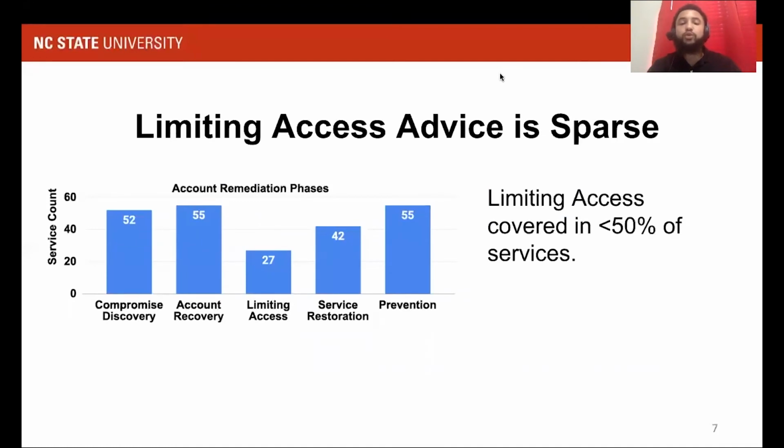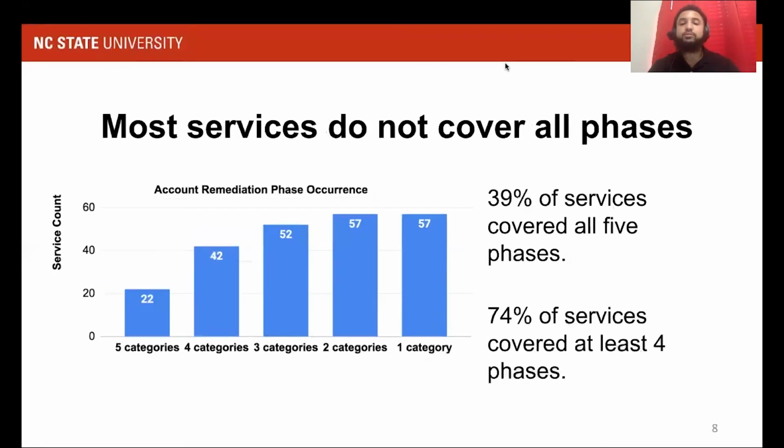Looking at the overall coverage, we first see that limiting account access is the only phase covered in less than 50% of web services. Service restoration was the next lowest phase, covered in approximately 74% of web services. The remaining 3 phases were covered in at least 90% of web services advice. Continuing the overall coverage, we find that only 39% of web services covered all 5 phases for account remediation in their advice. 74% of web services covered at least 4 phases of account remediation in their advice, and then 90% of web services covered at least 3 phases or categories of account remediation in their advice.